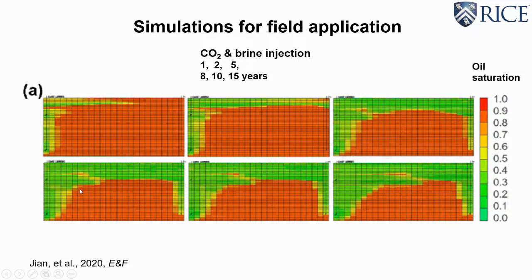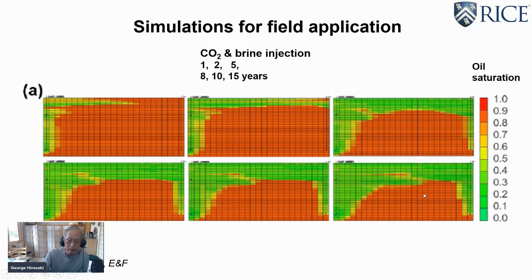This is after 8, 10, and 15 years. Much larger time interval, but look how slow the CO2 front is moving. At 15 years, you still have all of this unswept oil. This is without mobility control.